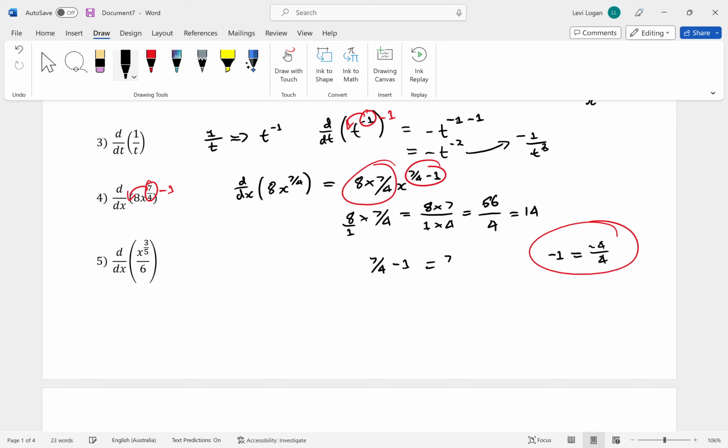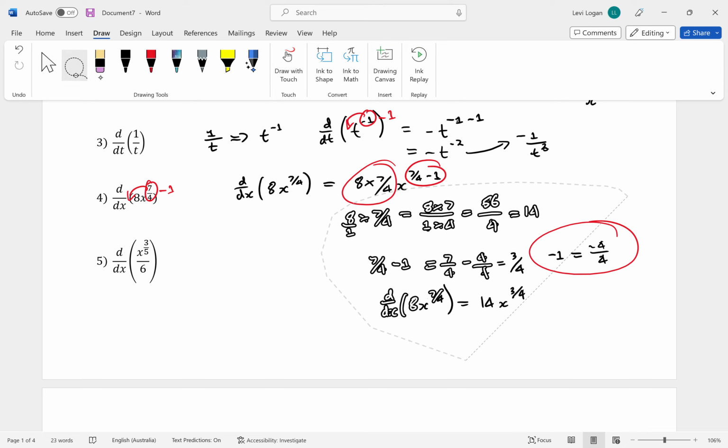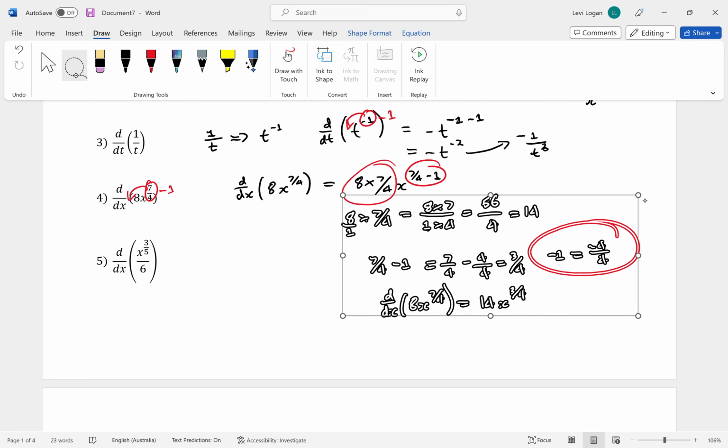So we go 7 over 4 minus 4 over 4. 7 minus 4 is 3, so we're going to have 3 over 4. Okay? So simplifying this whole thing, when you differentiate 8x to the 7 over 4, you're going to have 14 times x to the 3 over 4. See how I did that? Now I'm going to make this whole thing a lot smaller so I can fit in my working for the next question.